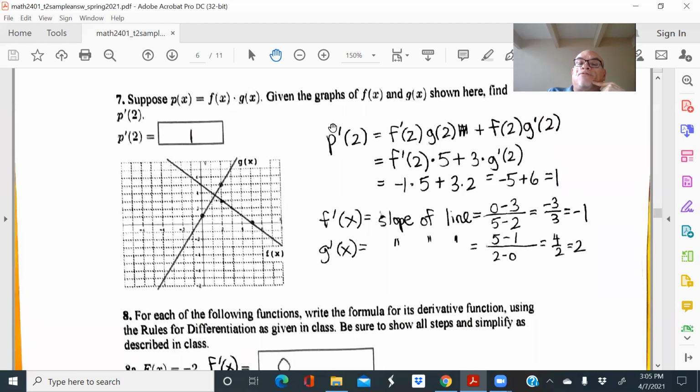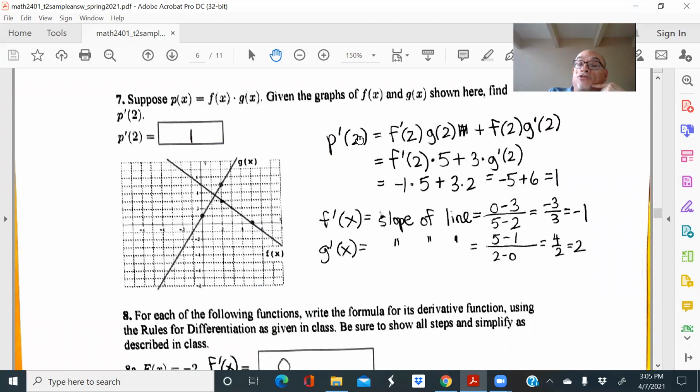So what that means is if you want to compute p prime of 2, you can do that using the product rule, because p is the product of these two functions. So the product rule would say what? You would take the derivative of the first one times the second one plus the first one times the derivative of the second. That's exactly what I've done here in this equation, right?